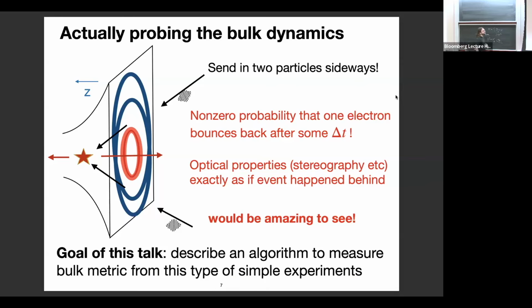But the point of today is that we're going to try to do that type of scattering experiment to learn about the metric inside and see what it does. These experiments are very similar to experiments we use in AdS to constrain the bulk theory itself. Now I want to use these arguments to constrain the geometry.